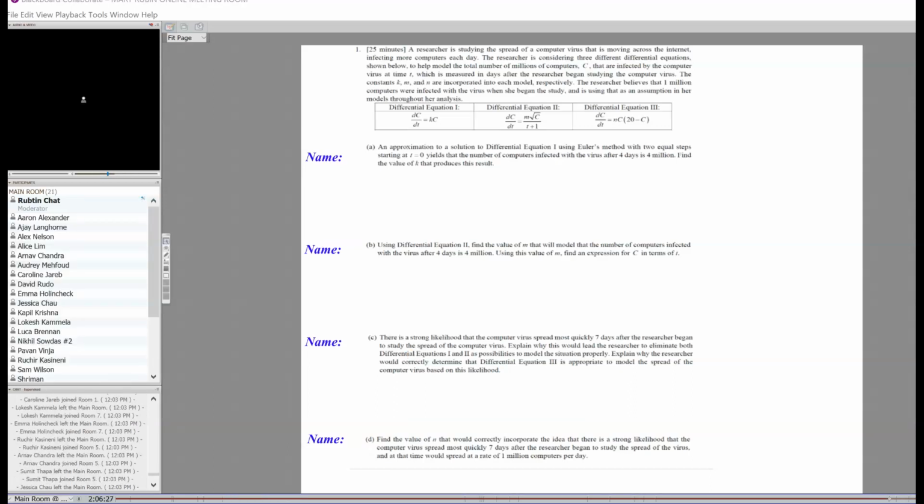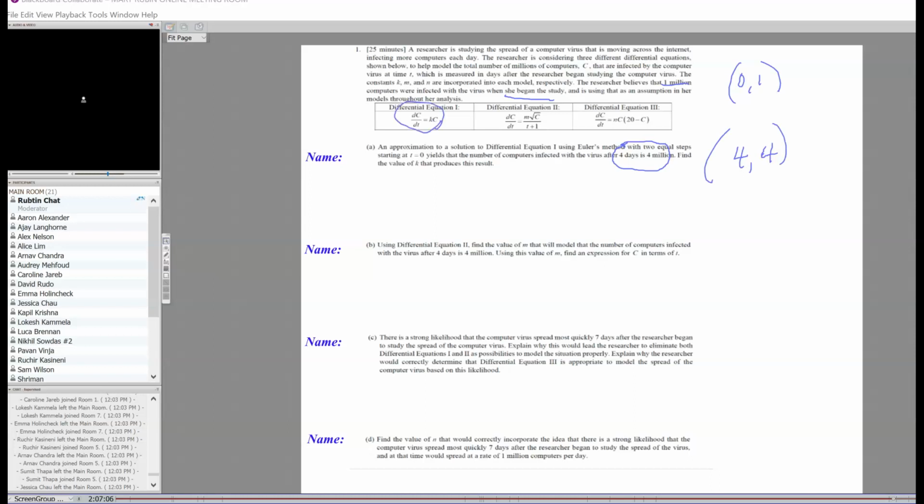How you can approach something like this, but this would have taken me more than 25 minutes, mostly because I flip out a little bit when I see all of this, and oh my gosh, what are they talking about? And I have to read it like 3 times, 4 times to understand what the situation is, and write little notes to myself. So I did stuff like, okay, 1 million computers were affected when she began. So I would say, okay, (0, 1) is the initial condition. And then down here, after 4 days, it's 4 million, so (4, 4). So that's going to help me solve.